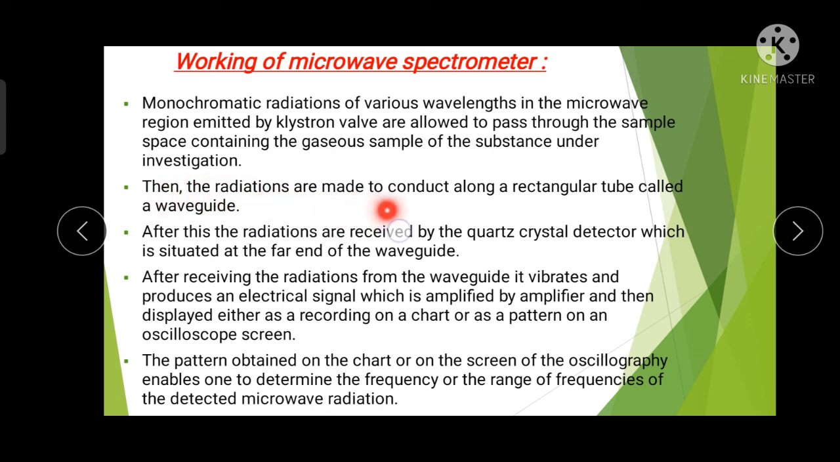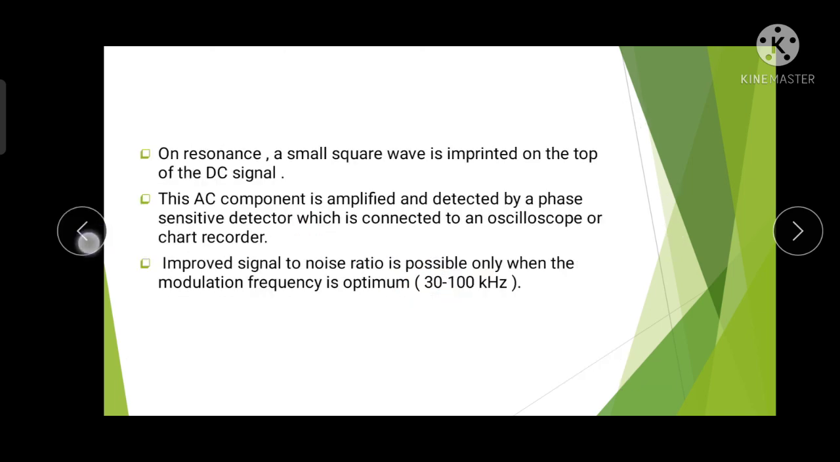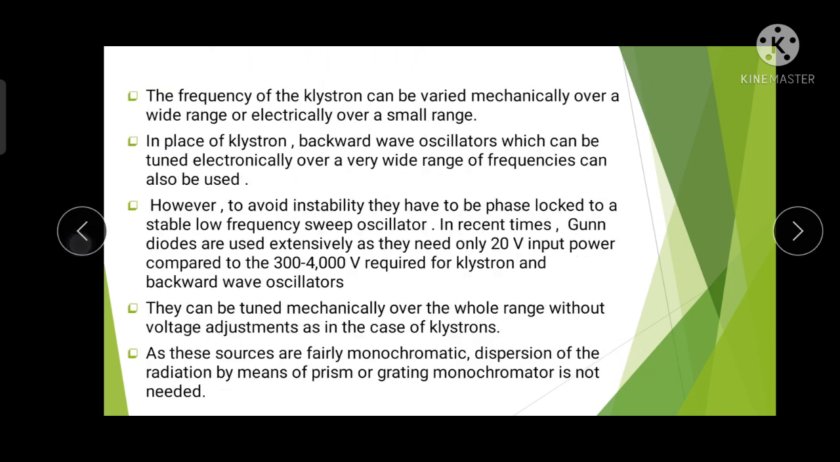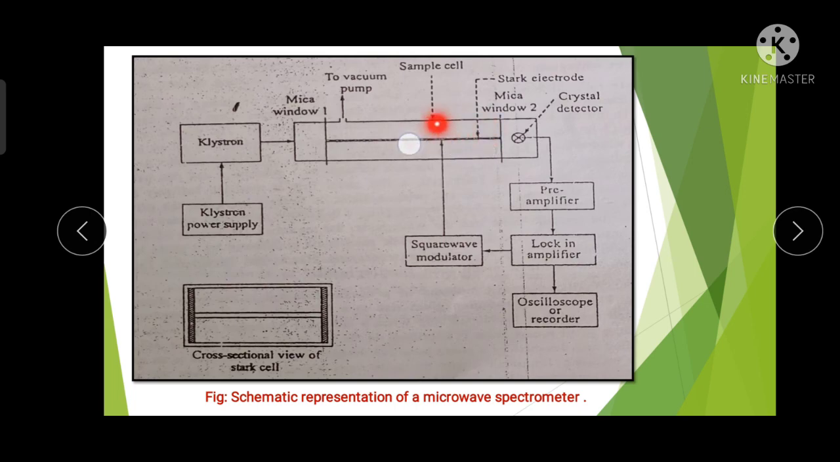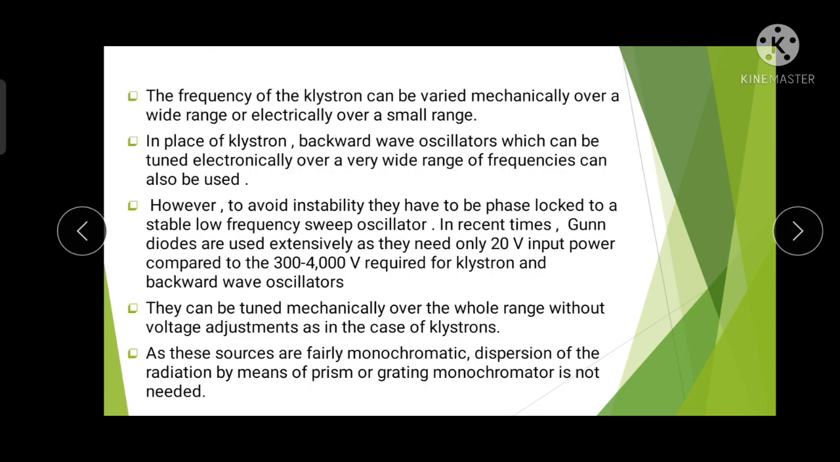Then the radiation is made to conduct along a rectangular tube called the waveguide. That means through the waveguide we conduct the radiation. After this the radiation is received by the quartz crystal detector, which is situated at the far end of the waveguide. That means here our sample is placed, and after the interaction between the sample and the microwave radiation, this radiation again goes through this region of the waveguide, and is then detected with the help of this crystal detector.